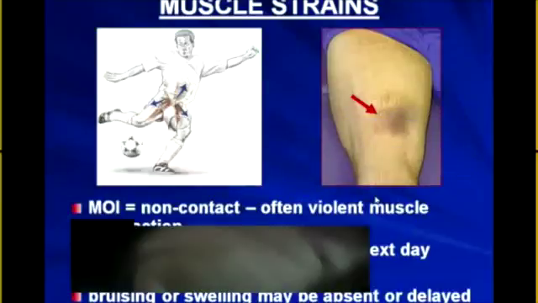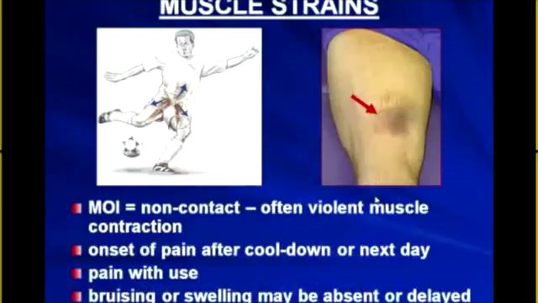Muscle strains, the mechanism is often non-contact and could be a violent muscle contraction. It could be eccentric overload. Again, there may be pain at the time, but they're usually able to keep going, but it's often the next day or when they cool down that they really start to feel it. With use, the bruising or swelling, because it's so much deeper, is often absent or delayed. This was a muscle strain, a hamstring strain, that was actually a week later.